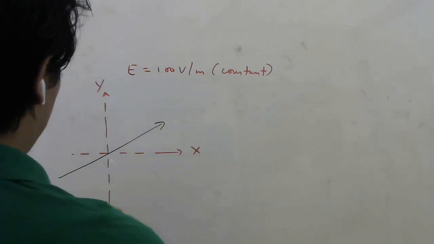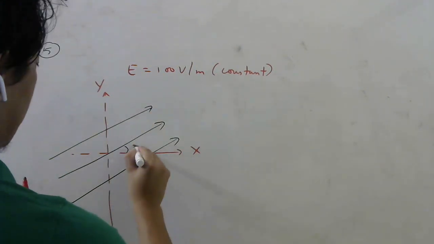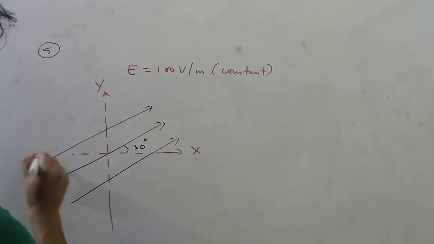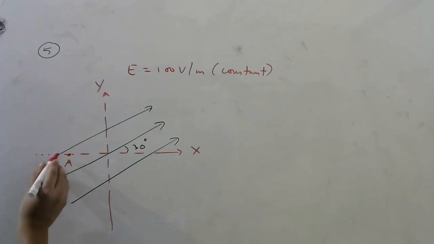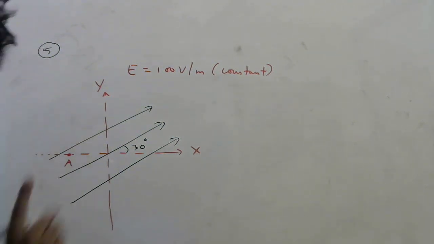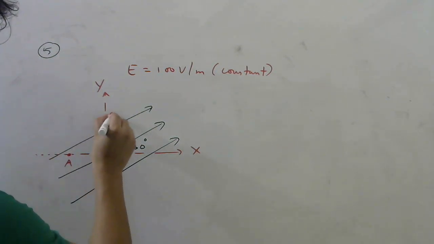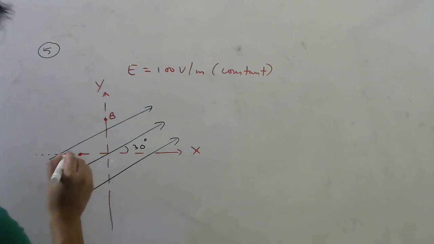Since it is uniform, how will you draw? Equidistant parallel lines like this. This is 30 degree. Now they want potential difference between A and B. In the diagram, students, they have shown A and B at some wrong points. A is somewhere here, not here. You have to change it slightly. Let me draw A even closer. So A is somewhere here, B is somewhere here.